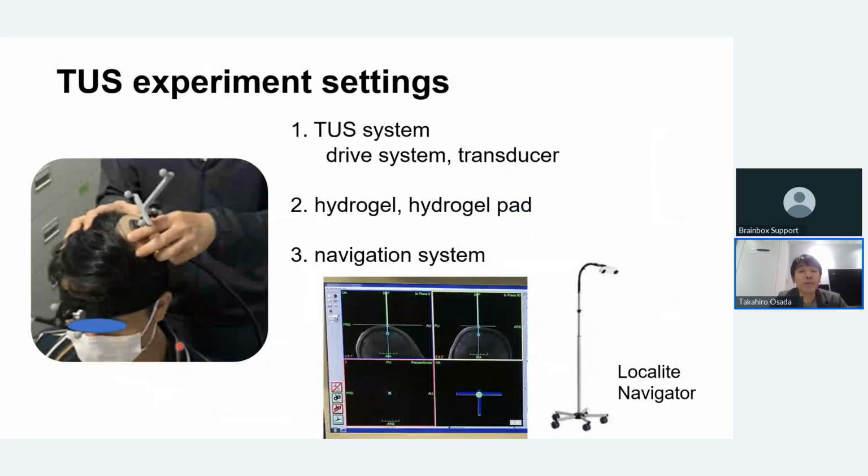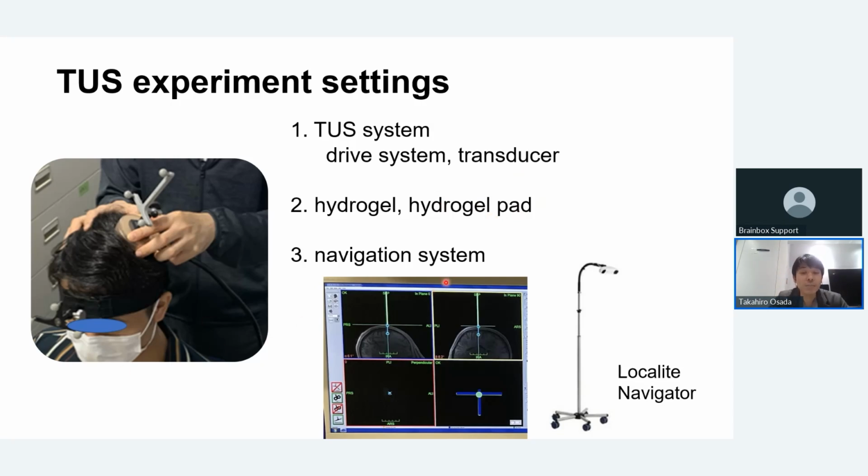This is a picture during our experiment. A transducer is placed on the scalp of the subject. As in diagnostic ultrasound, hydrogel is placed on the scalp and inside the hair of the subject. It is because ultrasound waves cannot propagate in the air. In some cases, a hydrogel pad is placed between the transducer and the scalp.